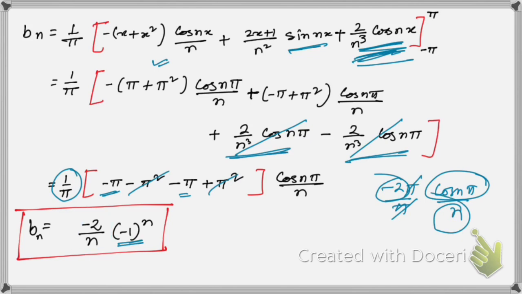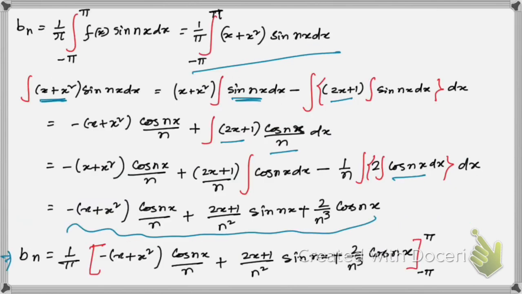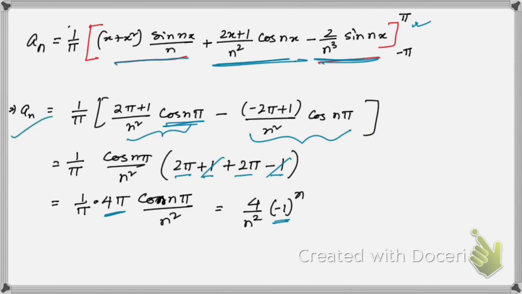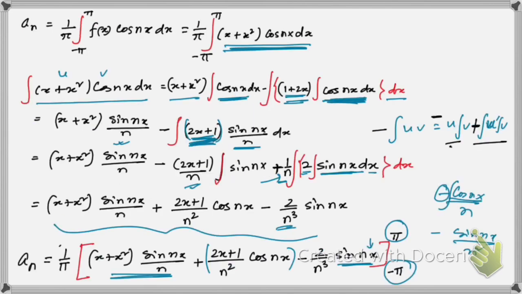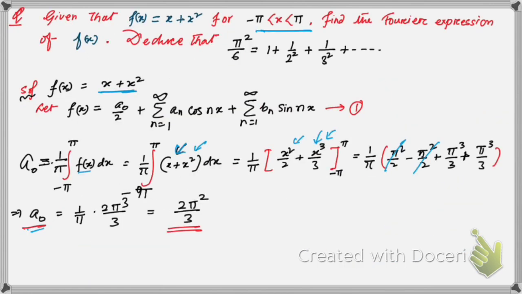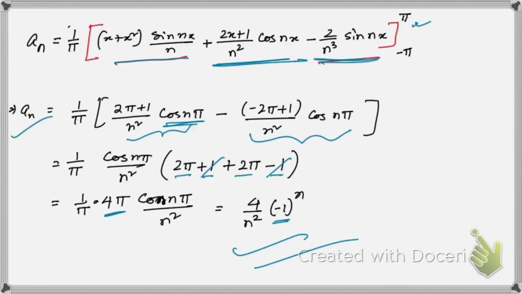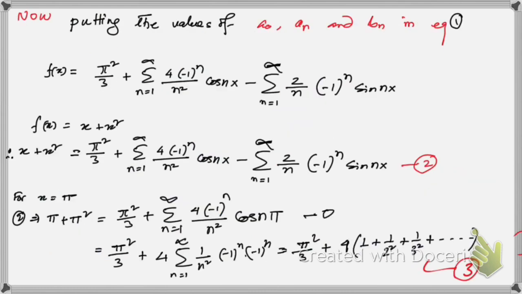This is the value of Bn. So we have got Bn, and we have got an also. If you go to the previous slide, this is an, this is the value of n, and you have got a naught also. This is the a naught. And putting all these values in equation number 1, if you put the values of a naught, an and bn in equation number 1, then you will get this. So what was equation number 1? Let me write here.